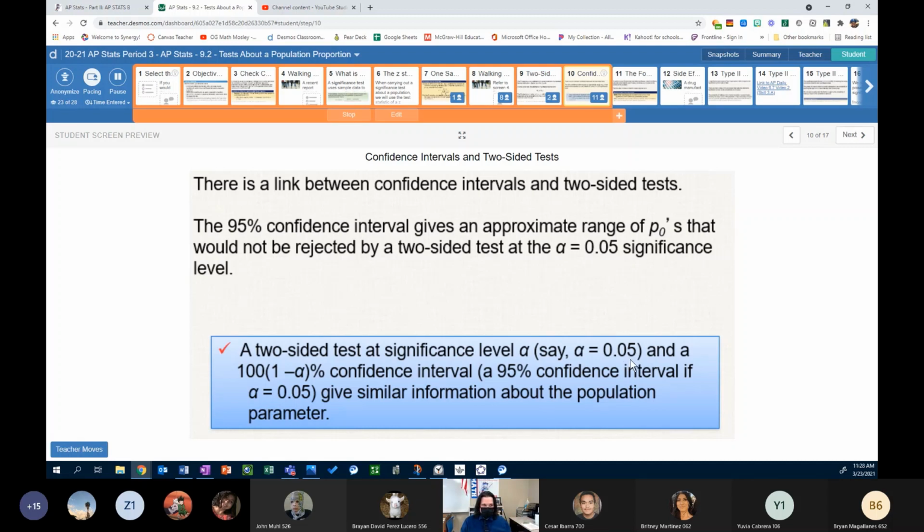If you're not told the significance level in a problem context, use 0.05. A two-sided test at significance level alpha, and a 100 times 1 minus alpha percent confidence interval, a 95% confidence interval if alpha equals 0.05, give similar information about the population parameter. Meaning if I know the z values that are too extreme, then I can also make an inference about what's plausible, assuming the null hypothesis is true.